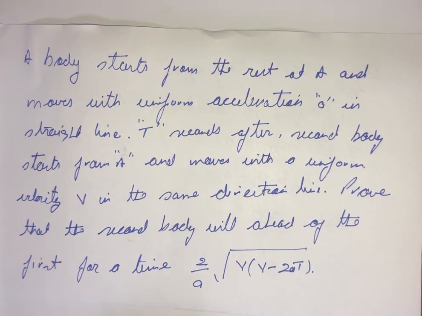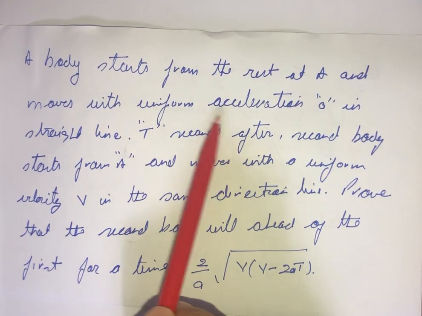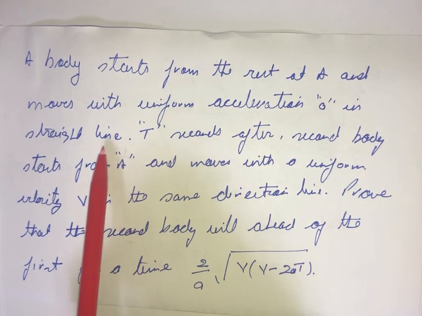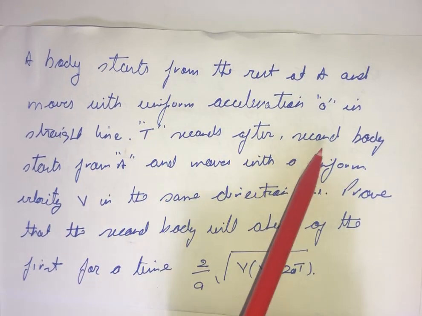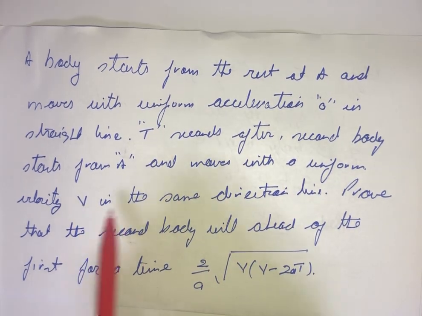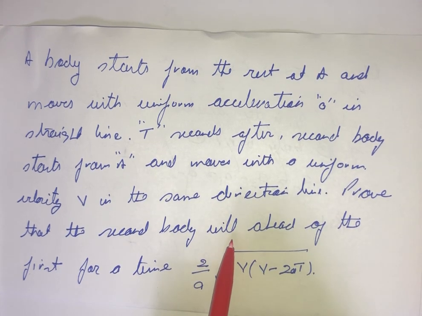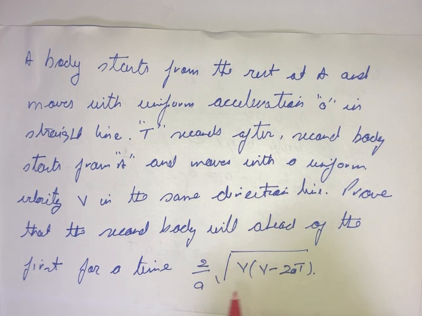Next question is, a body starts from rest at A and moves with a uniform acceleration a in a straight line. T seconds after, a second body starts from A and moves with a uniform velocity V in the same direction. Prove that the second body will be ahead of the first for a time 2/a multiplied by the square root of V squared minus 2aVT. So this is a very interesting question of relative velocity.